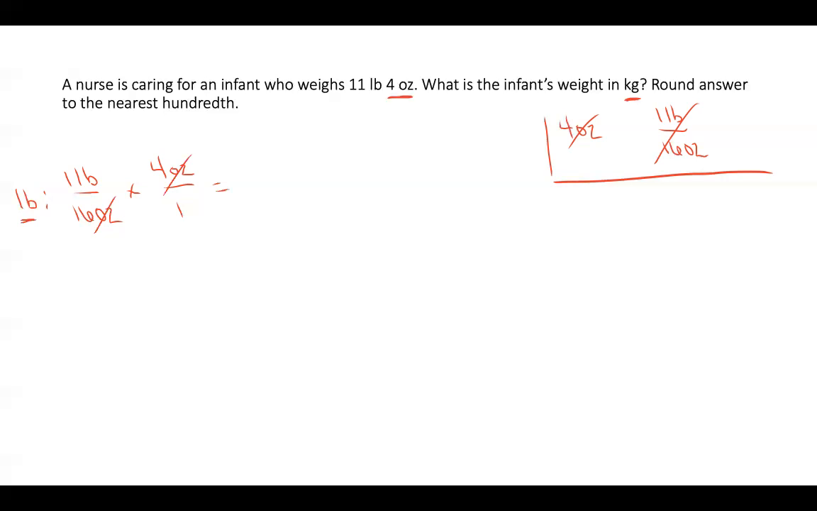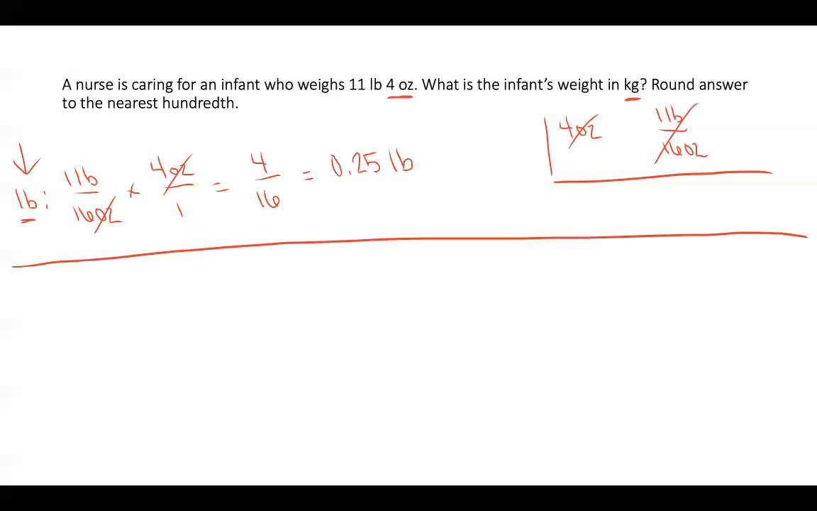Now all I need to do is multiply straight across. 1 times 4 is 4. 16 times 1 is 16. And then divide. 4 by 16 is 0.25. And my unit of measure is located right here, is pounds. So that's step 1 of this problem, because I had to convert, again, the ounces to pounds.